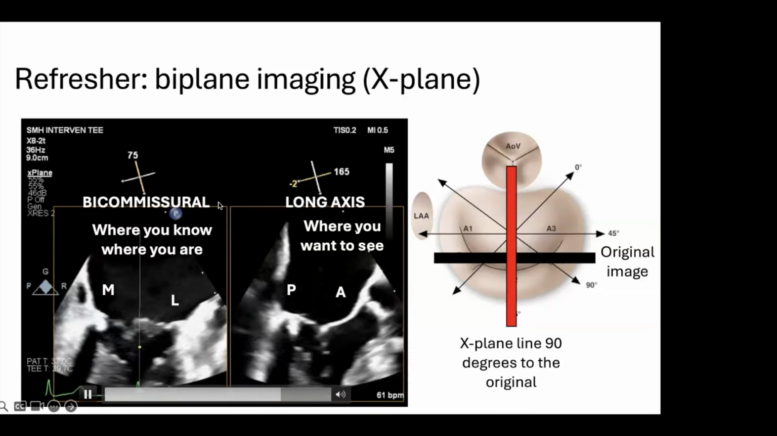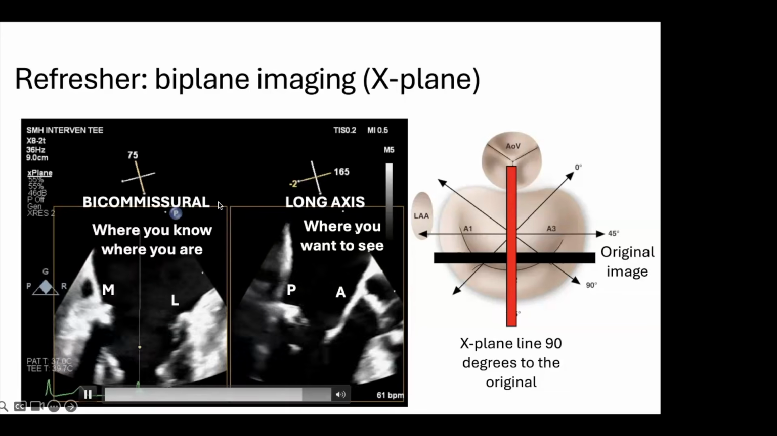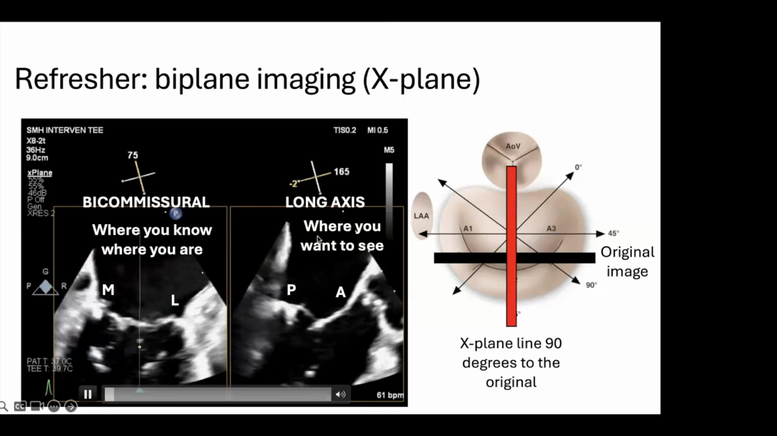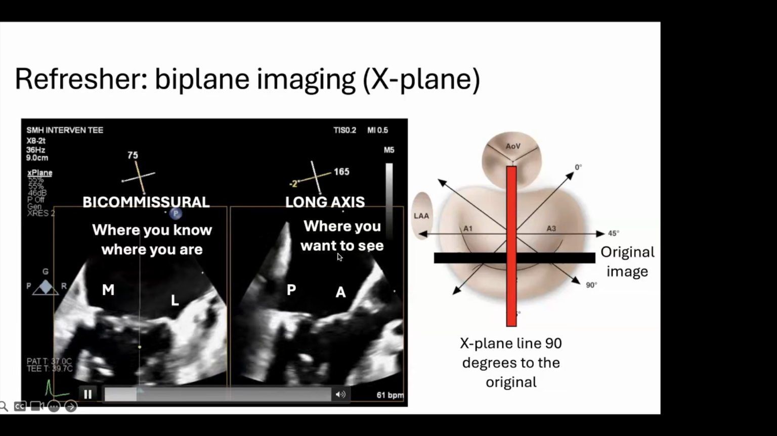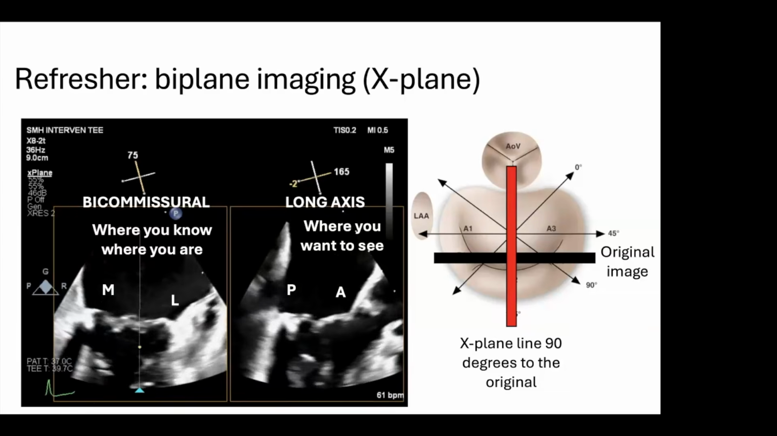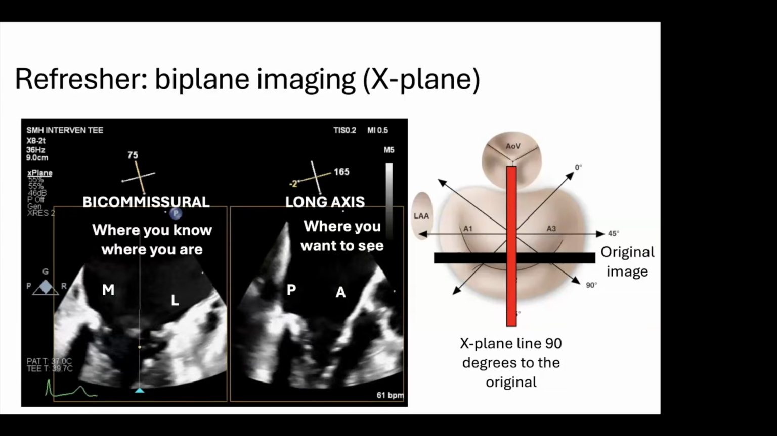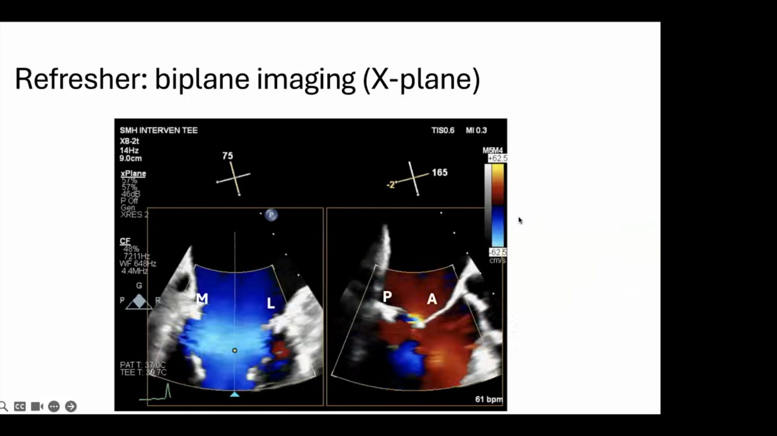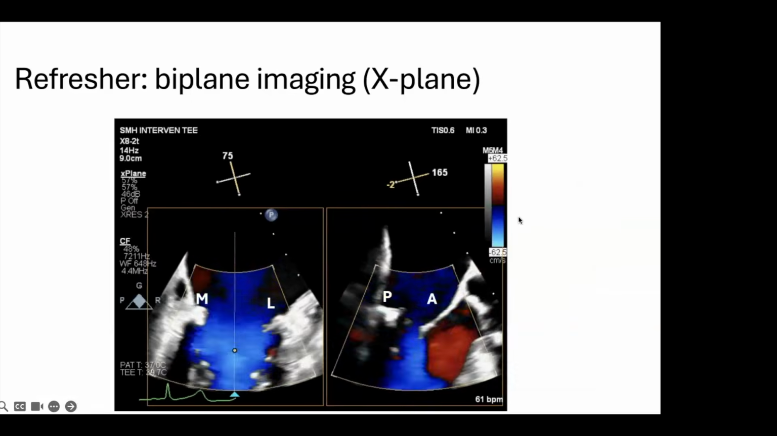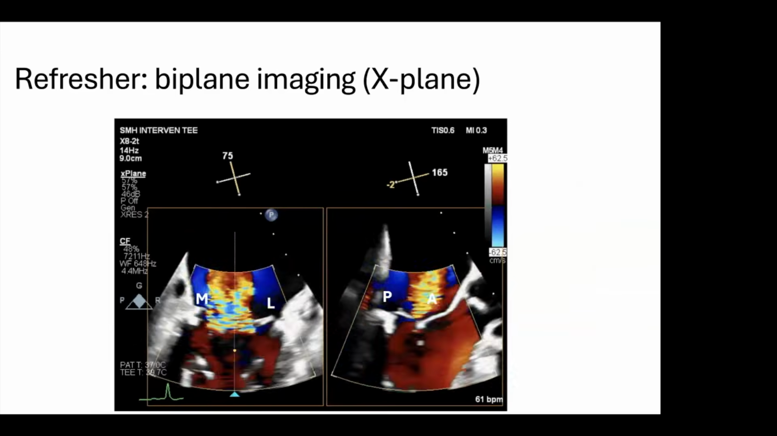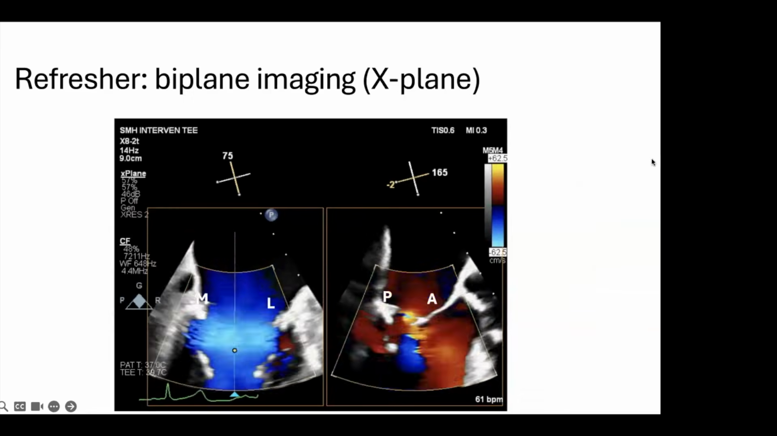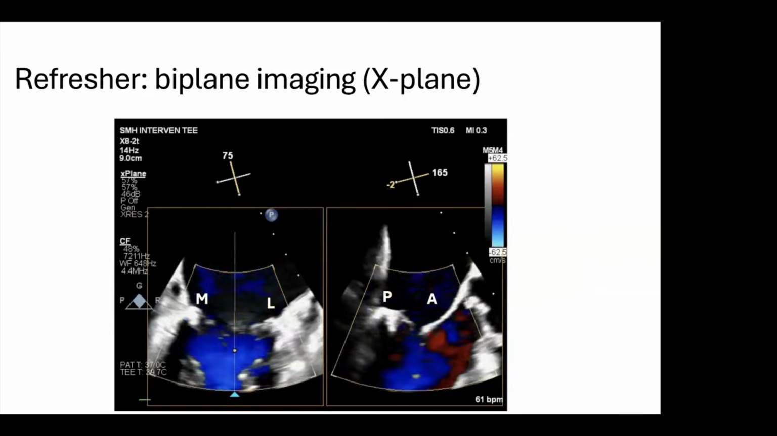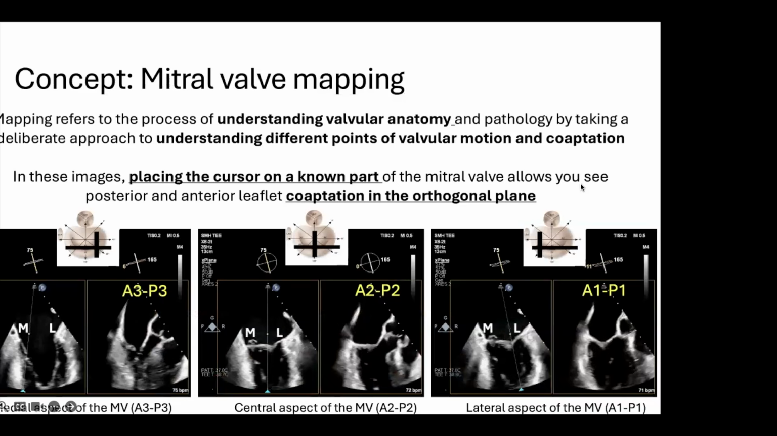So I always start when I'm doing my biplane imaging in an area where I know where I am, and then in the orthogonal image I can see what else I want to see. The other time I use biplane is if I don't know what a structure is and I just want to put an X-plane on it and try to understand it more. That can be very helpful as well. So this is an example of biplane imaging with color applied, and we can see some regurgitation coming through the center of the valve. But there are obviously other jets of regurgitation that we're not seeing here on the X-plane imaging.